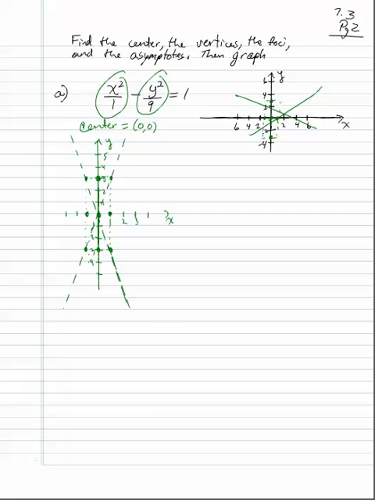Okay, and then you decide, is it opening in the x direction or y direction? So the first one, the positive one, opens in the x direction. So open side to side. So start from here. Don't go inside that fundamental rectangle, and you're going to curve out to your asymptote. There you go.